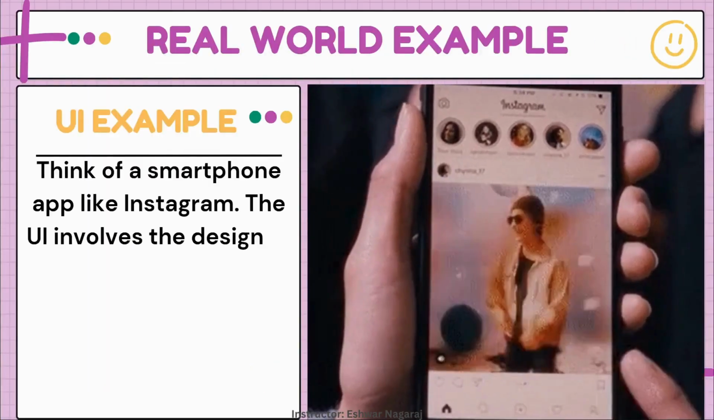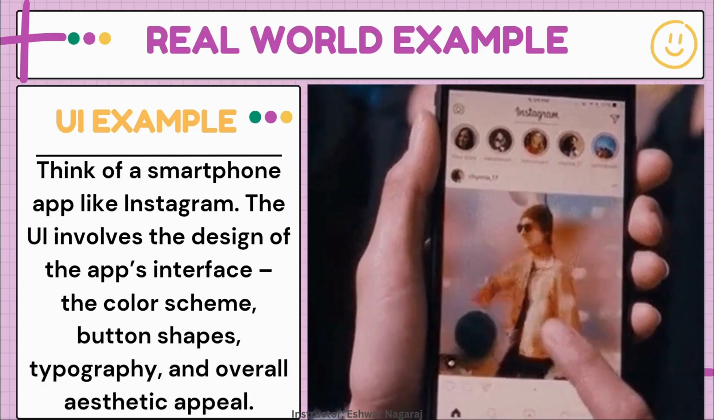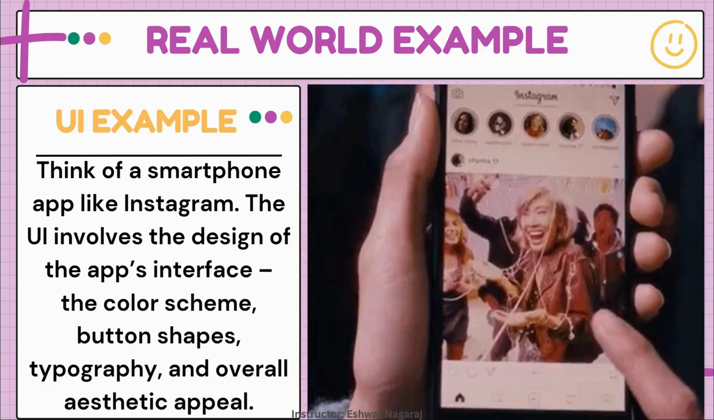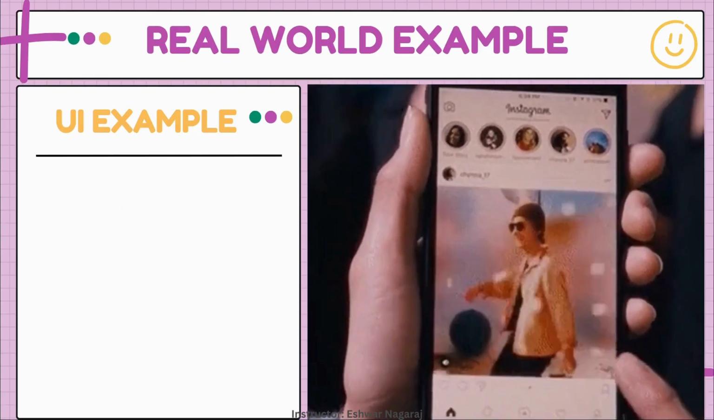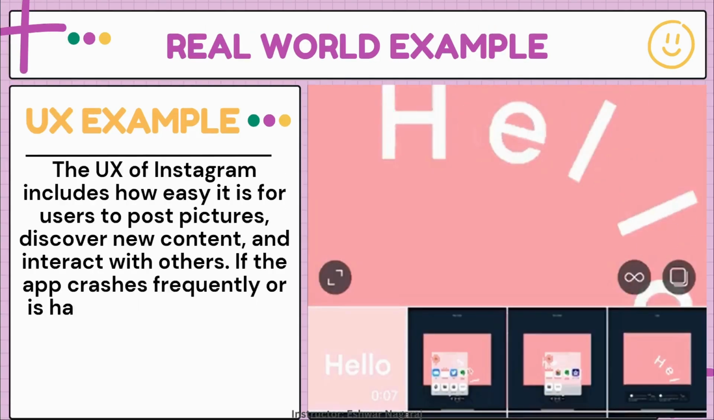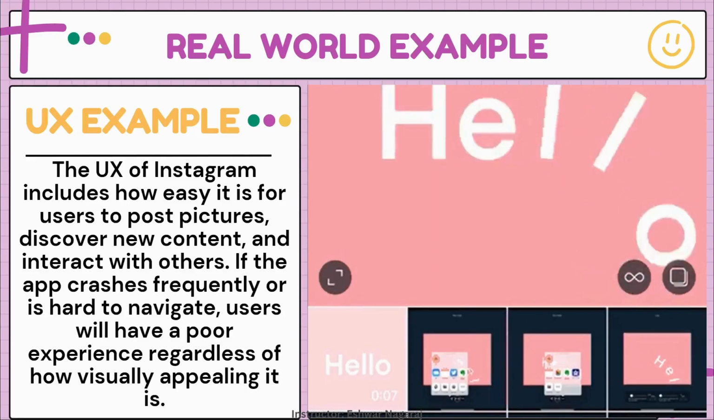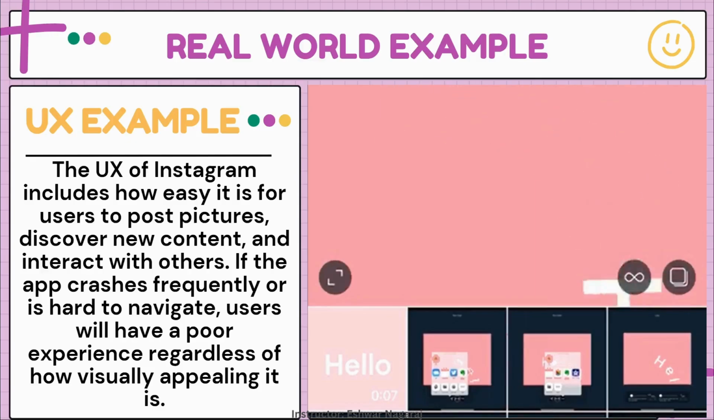Then let us consider a real world example, let us consider Instagram. The colors used in the Instagram application, the button shapes, and the typography used, all these things will be handled by user interface. They come under user interface. Whereas posting pictures using the application or trying to message other people, whether this process is easy or not, and whether you are able to find new content easily or not, these kinds of things will be handled by user experience designers, that is, UX people. So these are some of the real world examples.